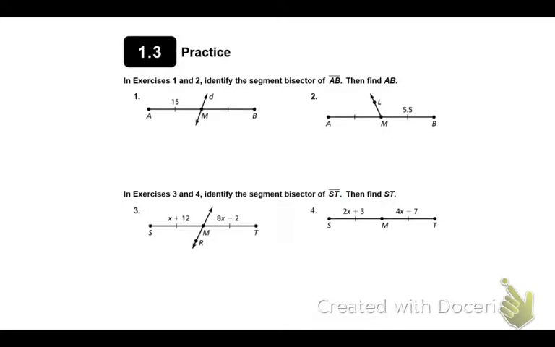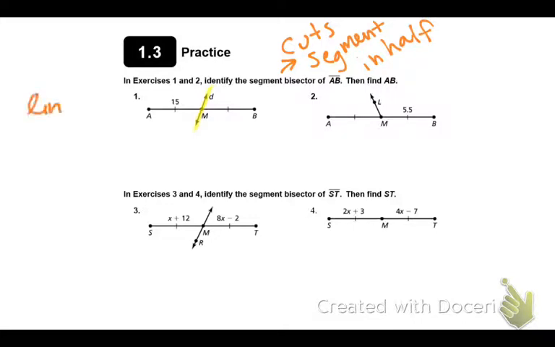(1.3) Name or identify the segment bisector of AB, then find the length of AB. The segment bisector is what cuts the segment in half. So I already highlighted what cuts the segment in half. Is it a point, line, plane, ray, segment? Is it a line? So when you name a line, you either name it with the word line and a lowercase letter or with 2 points on the line. What is the only way to correctly name this line? Line D.